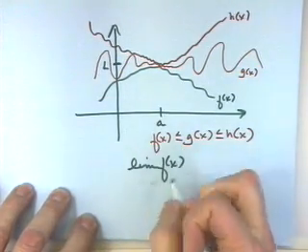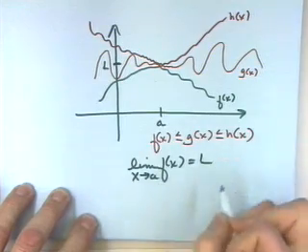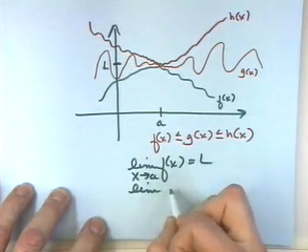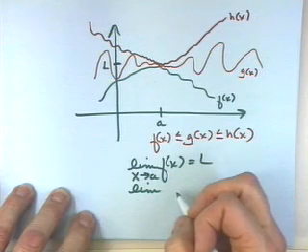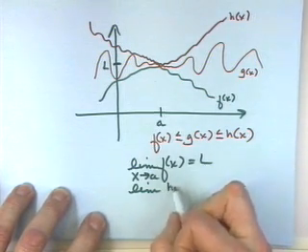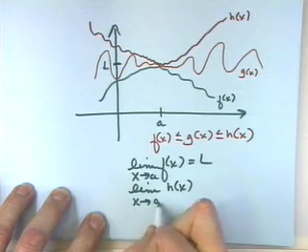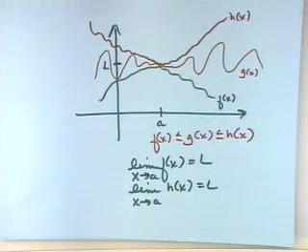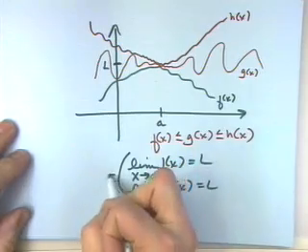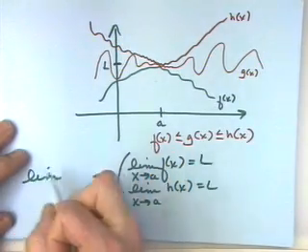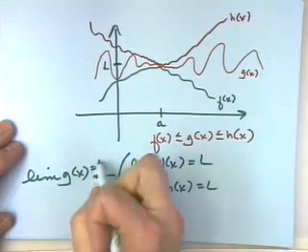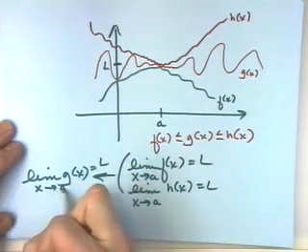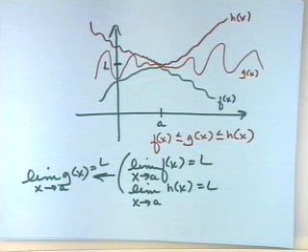So that's going to the letter L. I better not say going to L. That kind of sounds like something else, doesn't it? The h of x is going to L. Well, those are the ones on either side of this g of x. Well, then g of x approaches L as well.